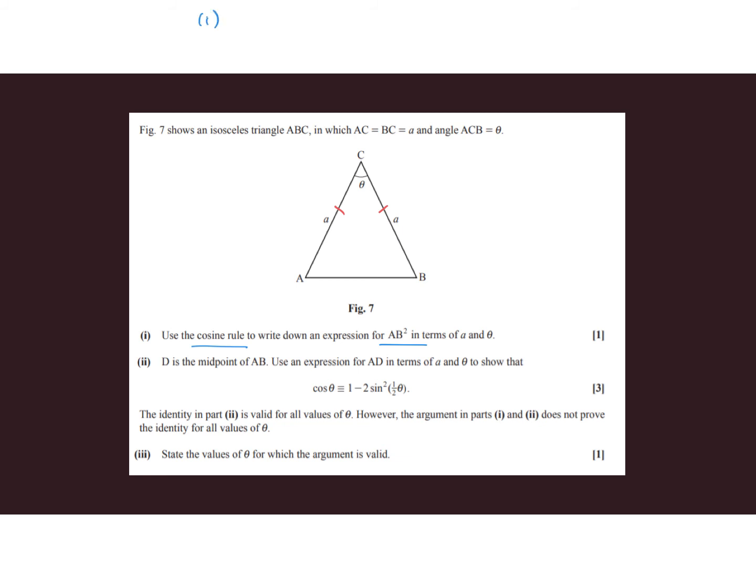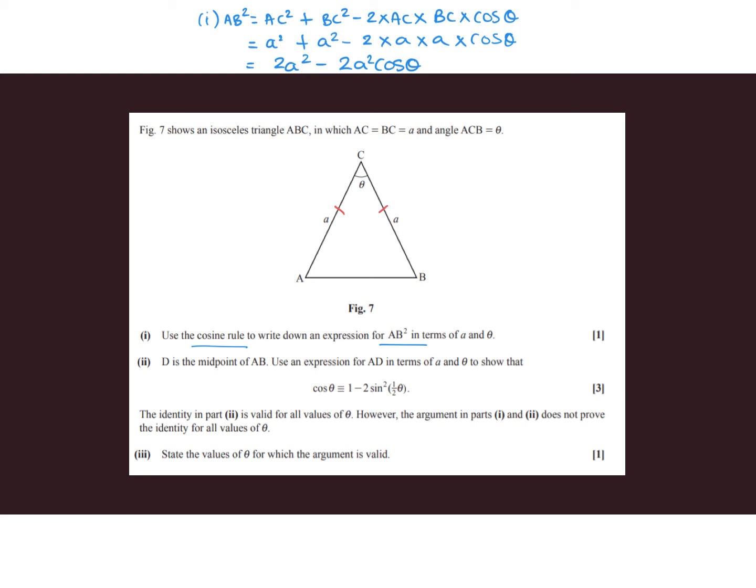So for part 1, AB squared is equal to AC squared plus BC squared minus 2 times AC times BC times cos theta. So that's A squared plus A squared minus 2 times A times A times cos theta. So that's 2A squared minus 2A squared cos theta. Done.